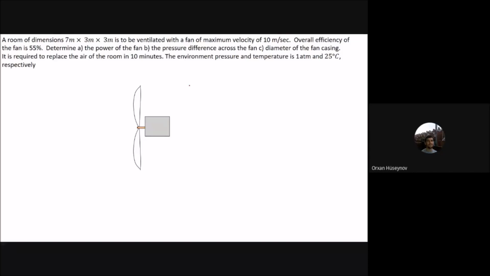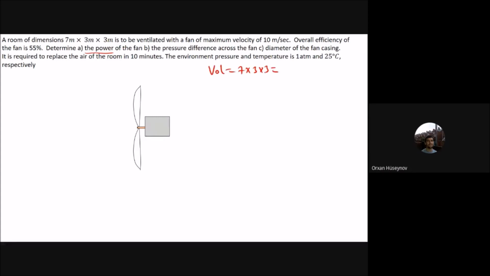So we have an example for the fan, and in this example we are going to find the power of the fan as well as some other properties. The example statement is: we have a room with dimensions of 7 meters, 3 meters, and 3 meters. This is the volume of the room.